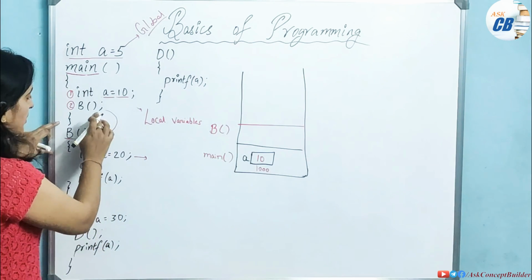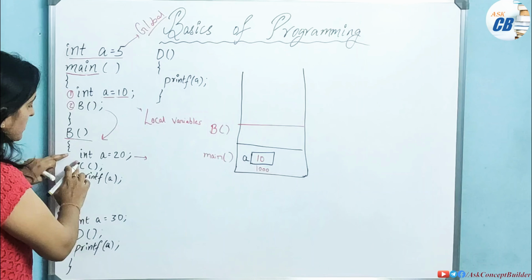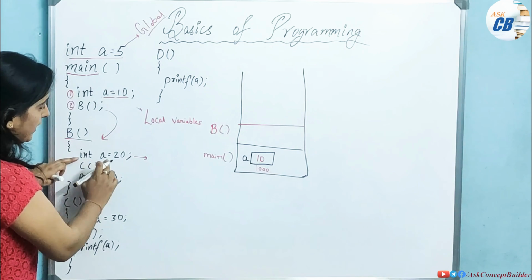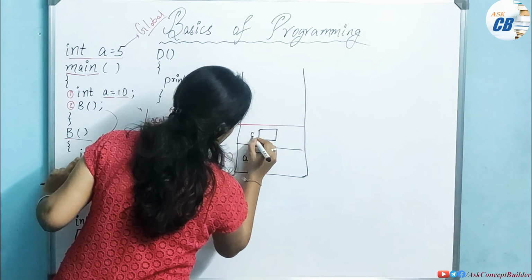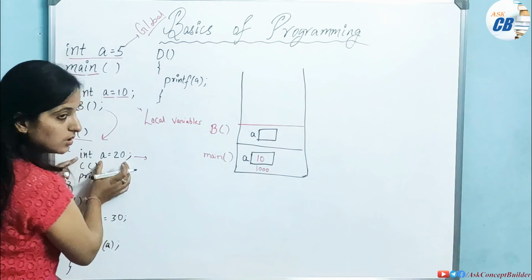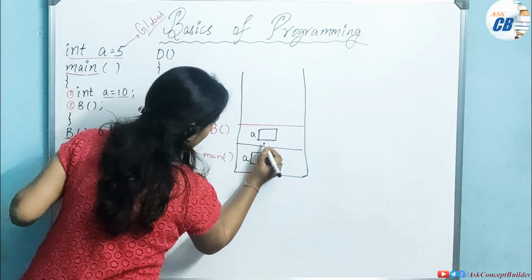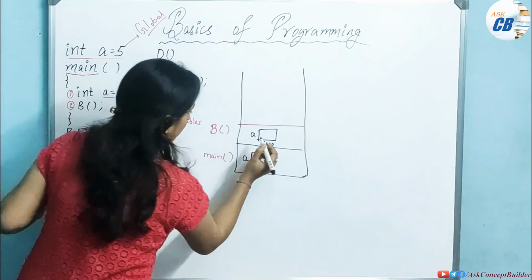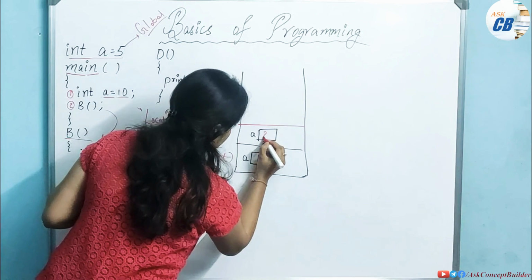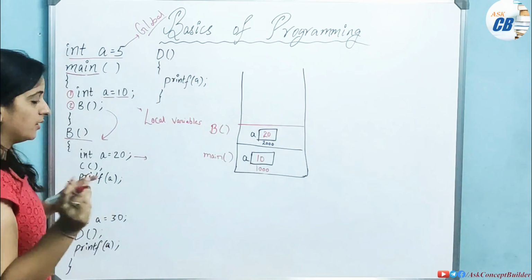Now we have to first execute this function. What is there in this b function? Again, int a equals 20. Now again, memory will be allocated to this variable a, with some address, let us suppose here, and a value 20 will be given to it. This will happen here.